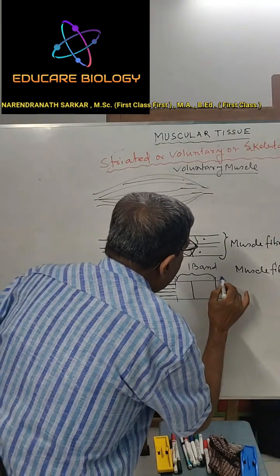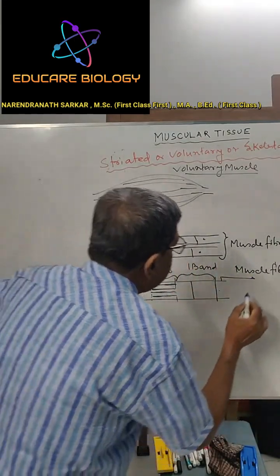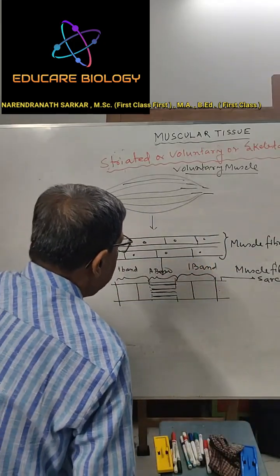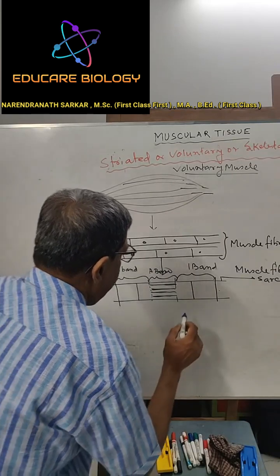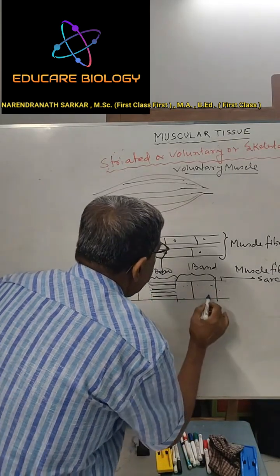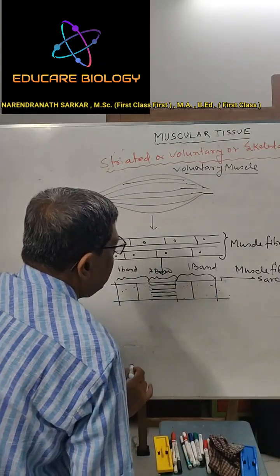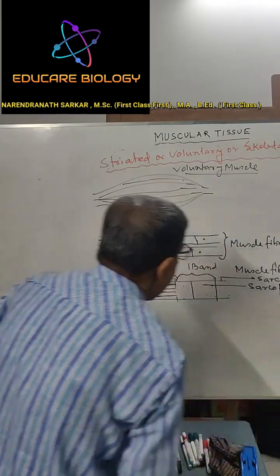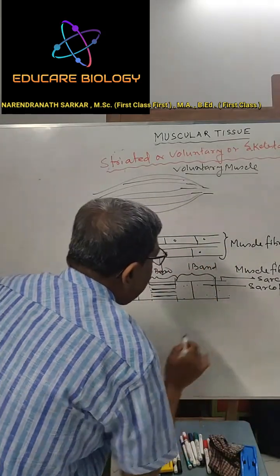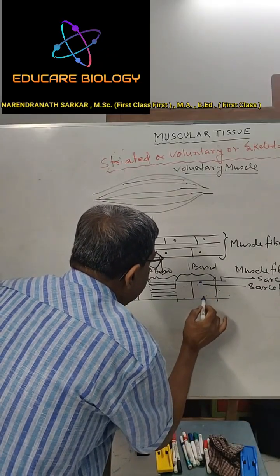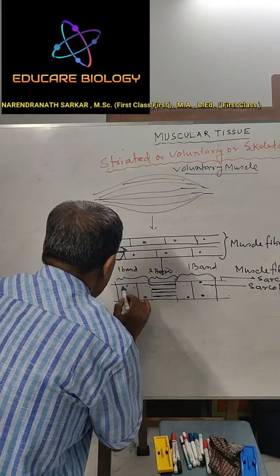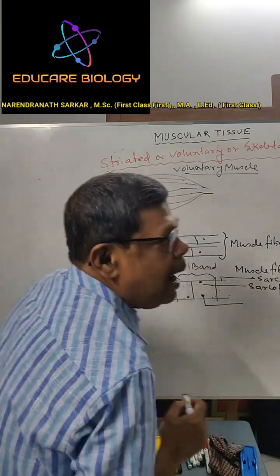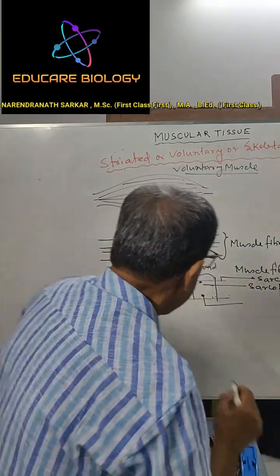This myocyte or muscle fiber is surrounded by sarcolemma. In between the muscle fibers, there is sarcoplasm. This is sarcoplasm. In the cell, several peripheral nuclei are found, so it is called a multinucleated or syncytial cell.